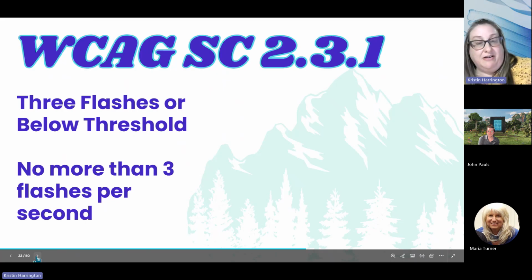We have another WCAG standard related to this one, which is 2.3.1. It is called Three Flashes or Below. This probably doesn't typically apply to educators, but I found it really interesting: we don't want to have more than 3 flashes per second. This is because it can actually cause seizures in some individuals, some who wouldn't even have known that could have been an issue. It will just randomly happen.